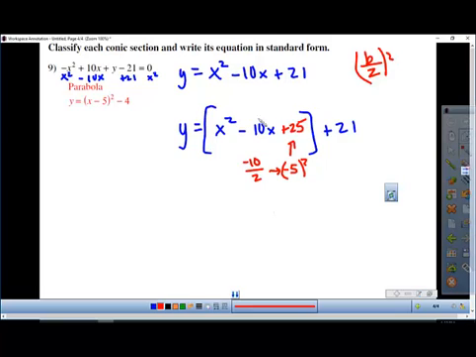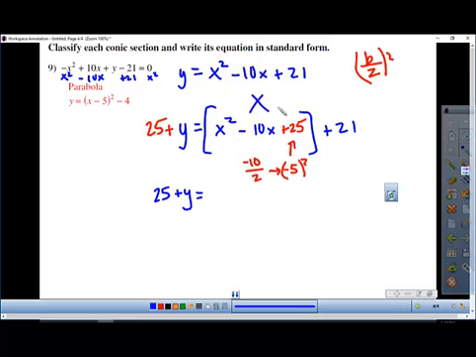Okay. Now what did I just add to this side of the equation? I just added a 25. So I have to keep my equation balanced, and I have to add 25 to this side. Okay, so let's clean up what we have here. We have 25 over here. We have the y. And we have all of this.